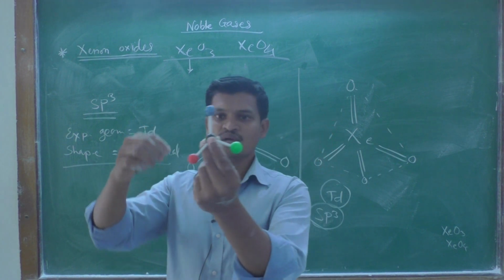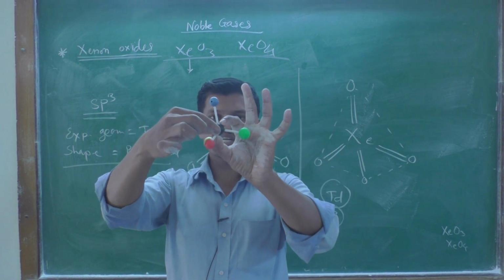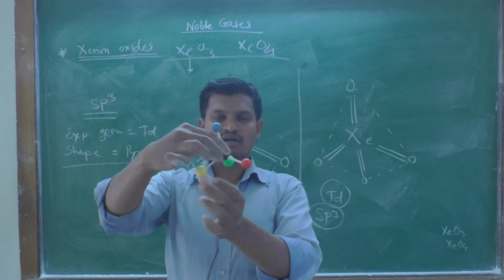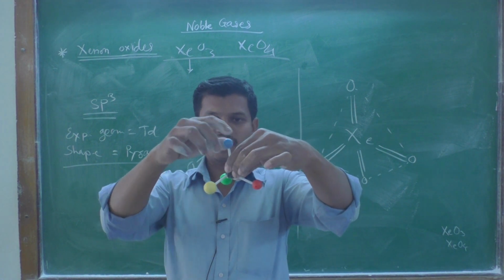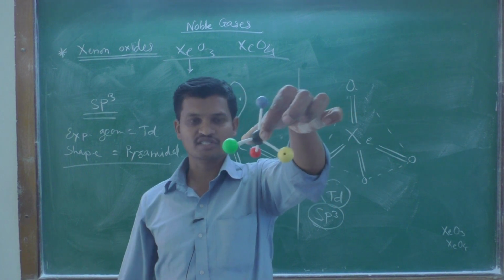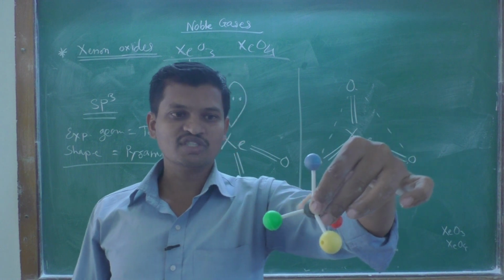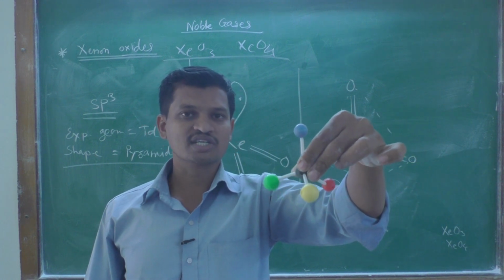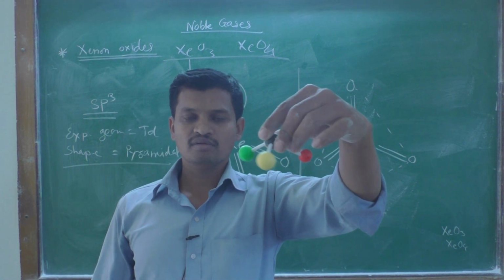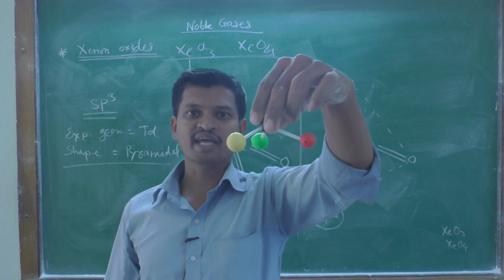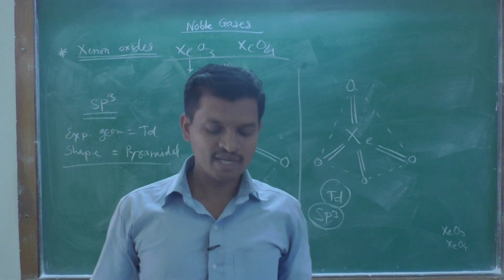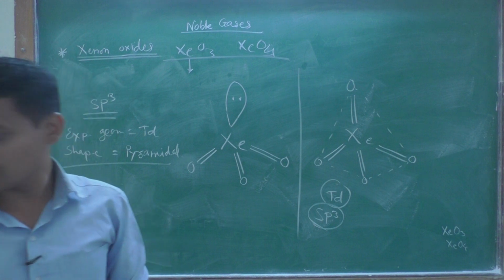So this is the central xenon atom, the black ball in my hand. 1, 2 and 3, these are 3 oxygen atoms, and the 4th one is at the top. So this is the structure of a regular tetrahedron in 3 dimensions. You can easily judge for yourself how the structure is. It is tetrahedral, and when we remove this top oxygen atom, it is xenon trioxide XeO3, which looks like a pyramidal shape. So both structures are very easy to understand.